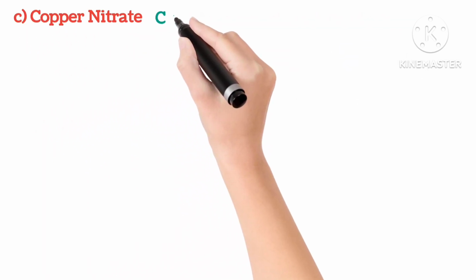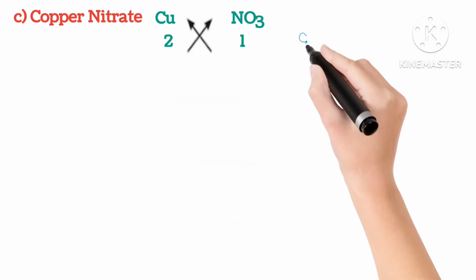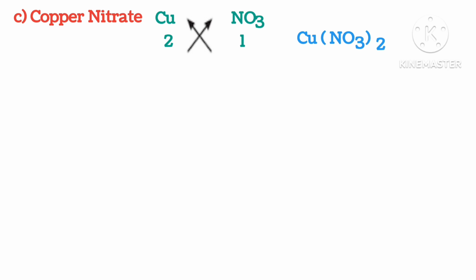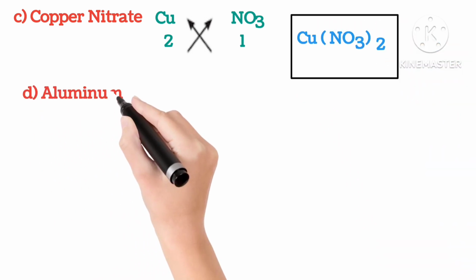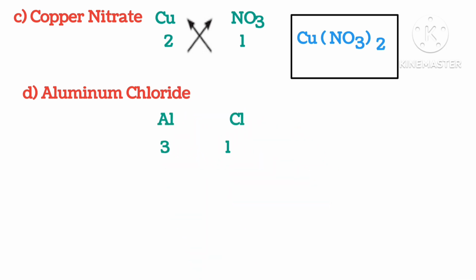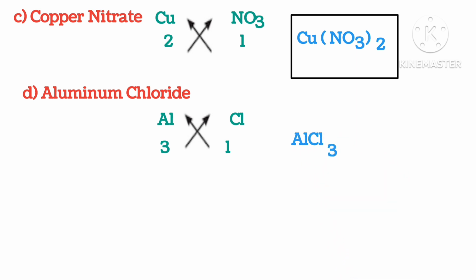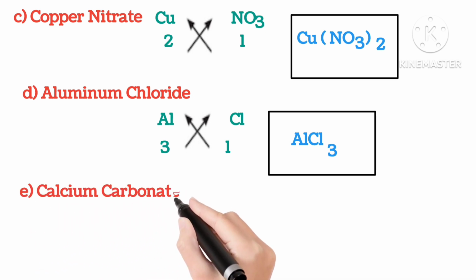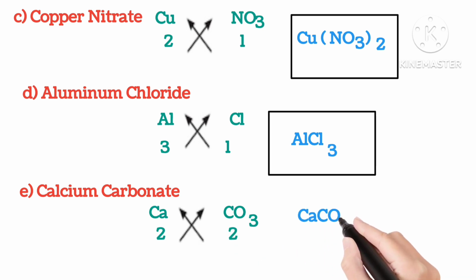Similarly, for copper nitrate, symbols are Cu and NO3, valencies are 2 and 1. So the formula will be Cu(NO3)2. For aluminum chloride, Al and Cl, valencies 3 and 1. The formula will be AlCl3. For calcium carbonate, symbols Ca and CO3, valencies are both 2 and 2. So we get CaCO3.